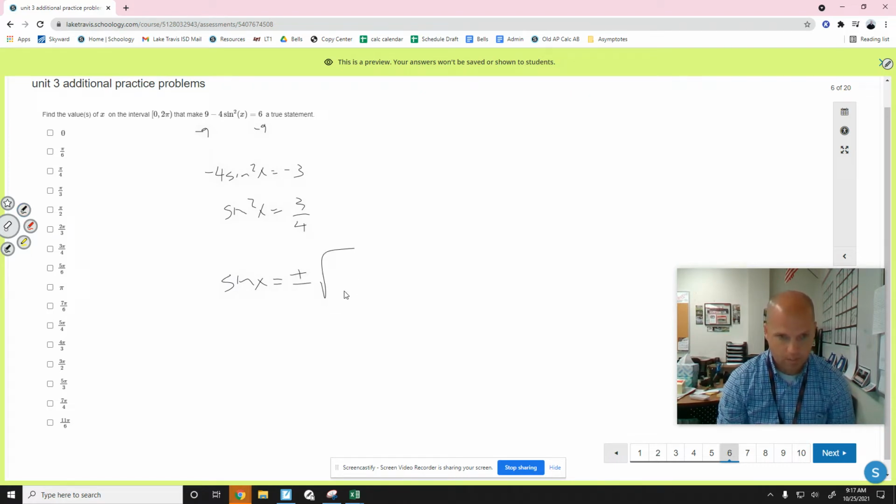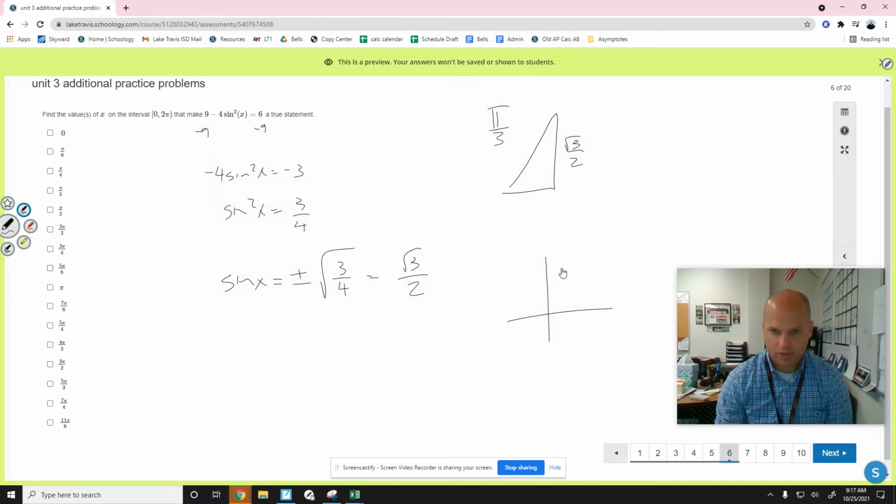I'm working ahead in my brain. Square root of 3 over 4 simplifies to be root 3 over 2. You can square root the top and the bottom, fractions to powers. So when does sine equal positive or negative root 3 over 2? Well, the tall 30, 60, 90 triangle, the opposite is the root 3 over 2. This occurs at the pi over 3's.